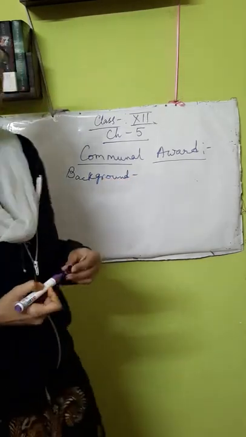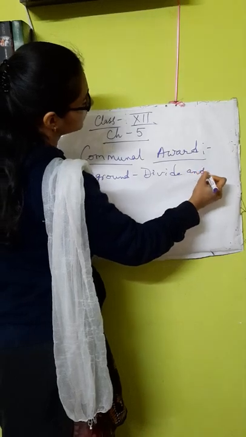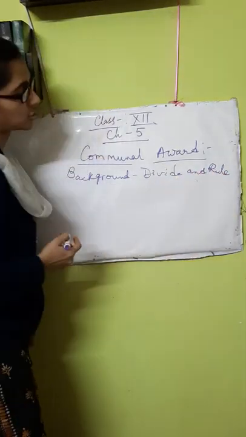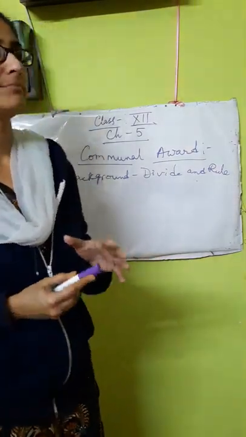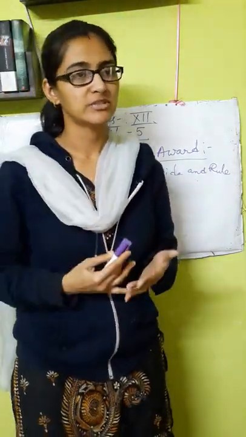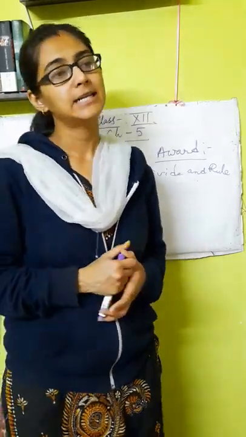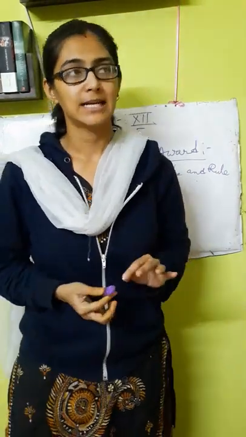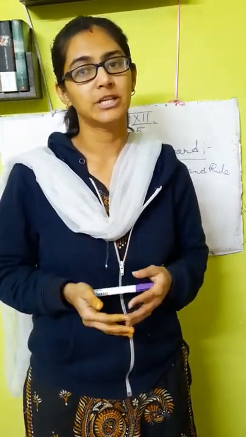In the background of the Communal Award, what we see is that the British were following the policy of divide and rule, and this policy was the main reason for the introduction of the Communal Award, because the British were trying to divide the Indians based on their religion, their communities, their class division, based on anything. The British realized that if they wanted to continue their rule over India, they had to divide the Indians, they had to break the unity of the Indian people.